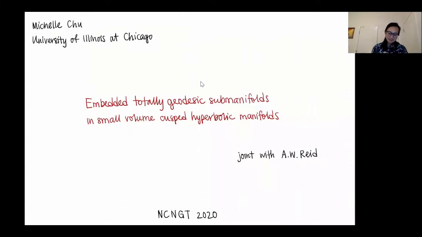Hello, my name is Michelle Chu from the University of Illinois at Chicago, and I'm going to tell you about embedded, totally geodesic submanifolds in small volume cusped hyperbolic manifolds. This is joint work with I want to read. Okay, so let's get started.